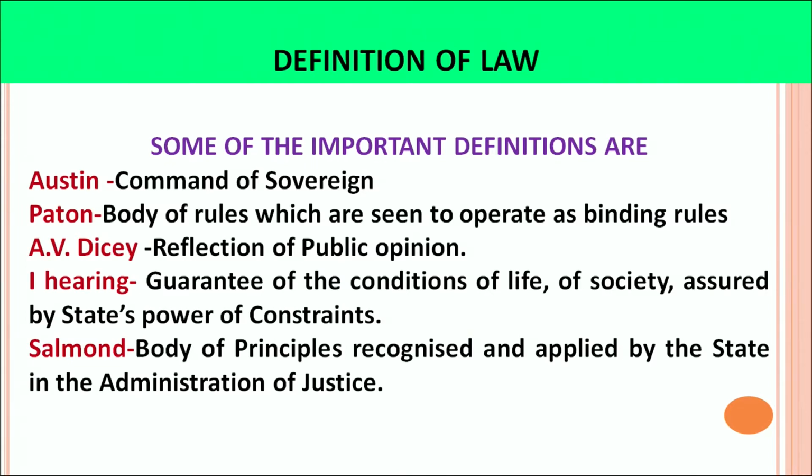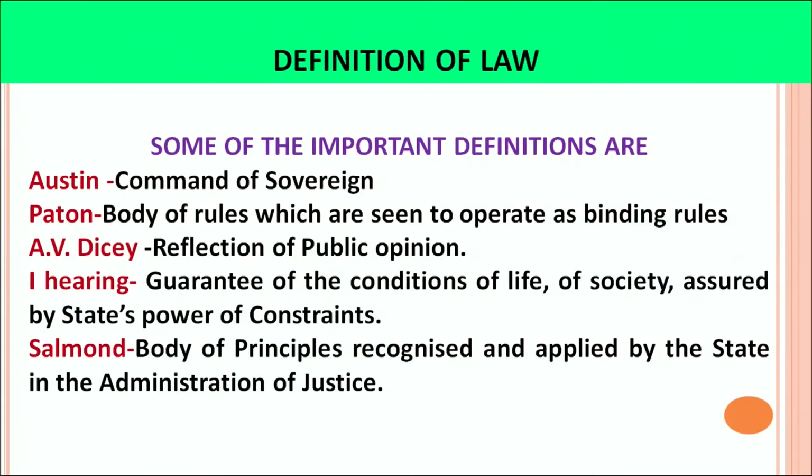The first important definition is the definition which is given by Austin. He gave the theory of command of sovereign. According to him, the law is given by the sovereign, that is the supreme being, to the people to be obeyed, and if they are not obeying that command, then there will be sanction, that is there will be punishment. And the second definition, which is given by the renowned jurist Patton, says that law is a body of rules which are seen to operate as binding rules.